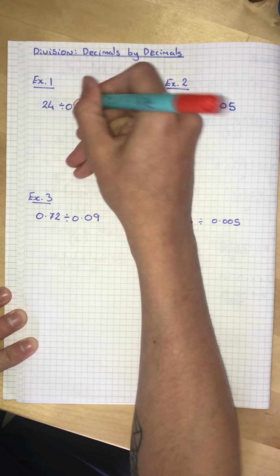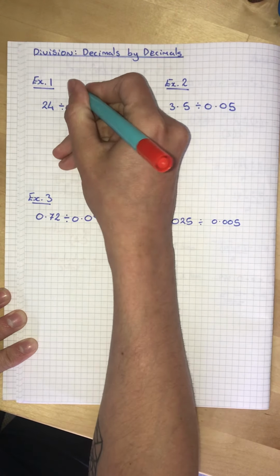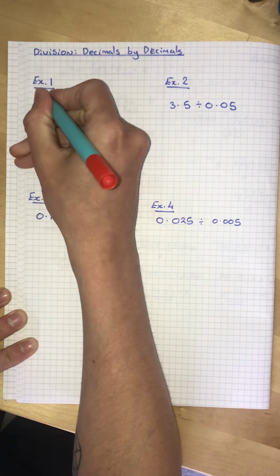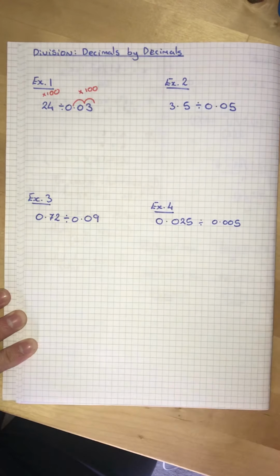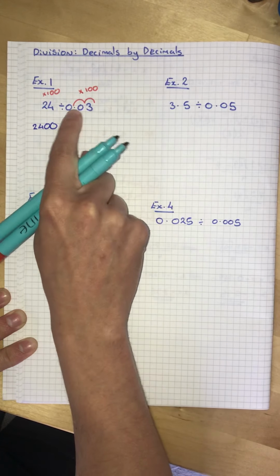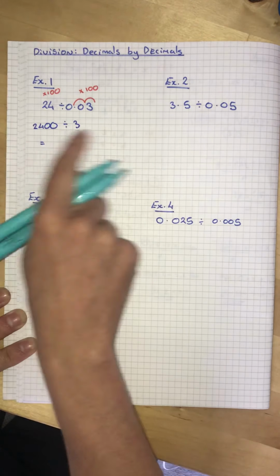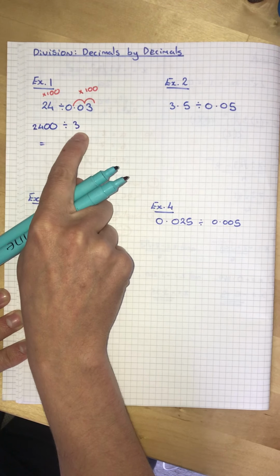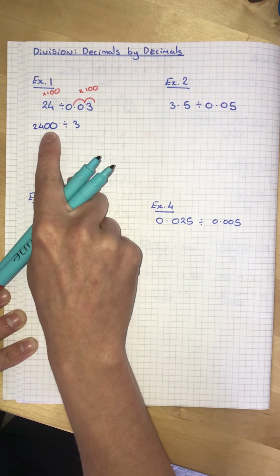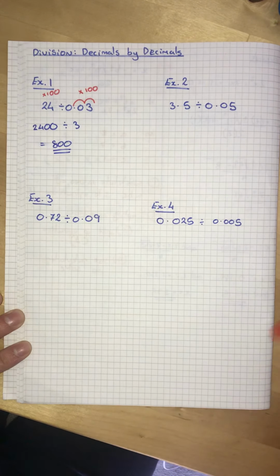So we count the decimal points, 1, 2. That's tenths, that's hundredths. So let's times that by 100. If we times that one, we need to times that one. 24 times 100 will give us 2,400. And times by 3 times by 100 will give us 3. And then 2,400 divided by 3, well, what's 24 divided by 3? It's going to be 8. So 2,400 divided by 3 is going to be 800. Okay, so we've done that sort of question before.